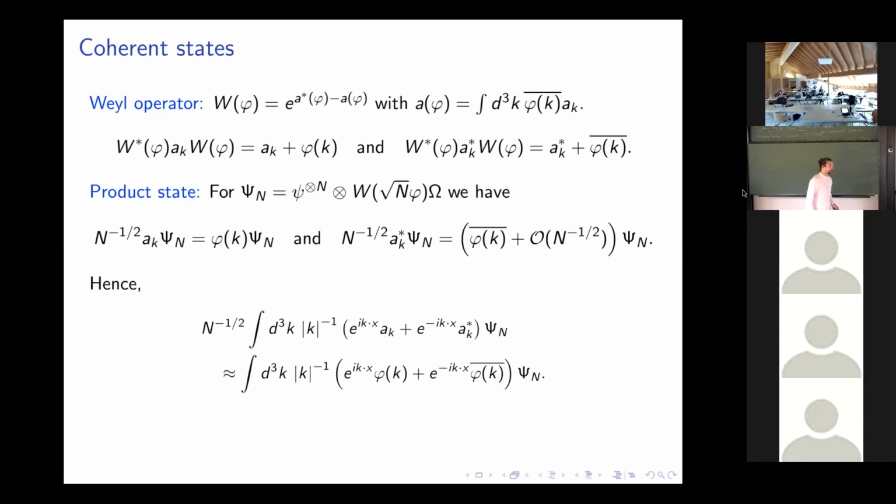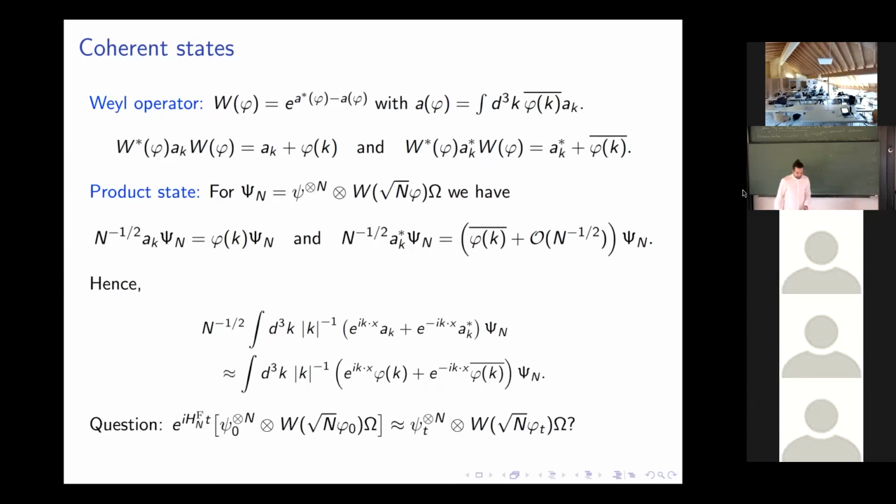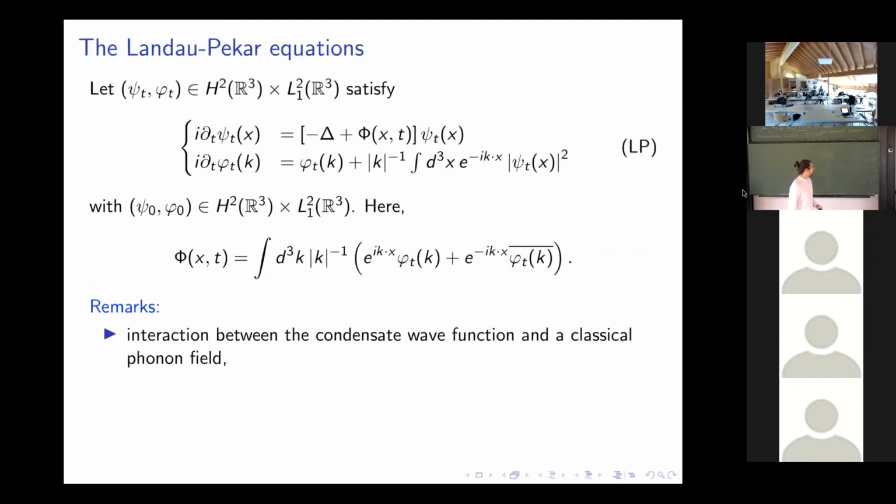a classical field. So this raises the question if this structure of the state is preserved during the time evolution, because then we could at each time step replace the quantum field and get a description by means of a classical field. And if one formally assumes that this holds during the time evolution, one can, for example, look at the Ehrenfest equations to see that the dynamics of this function psi and phi should be given by the Landau-Pekar equations.